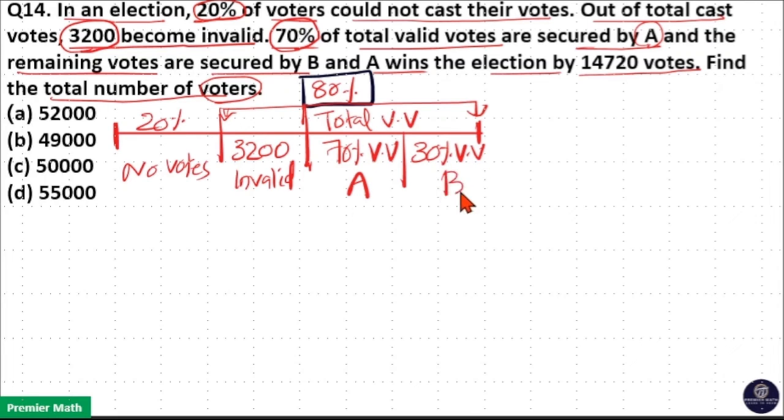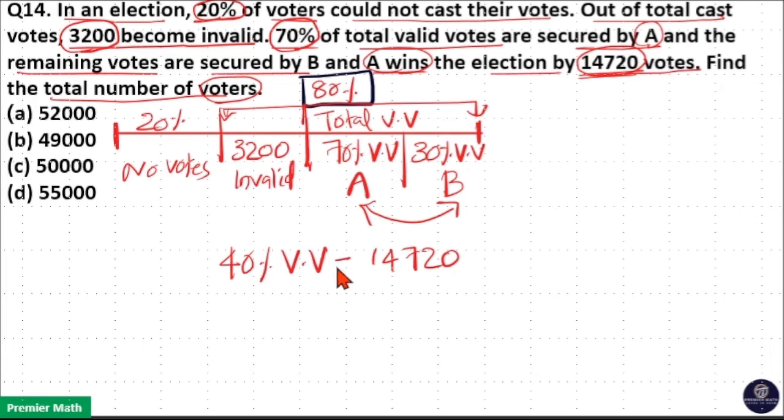And A wins the election by 14,720 means total vote received by A minus total vote received by B is equal to 14,720. So, difference between vote received by A and B is 14,720, which is equal to 70% of valid vote minus 30% of valid vote. So, 40% of valid vote is equal to 14,720. Here, 0, 0 cancel.